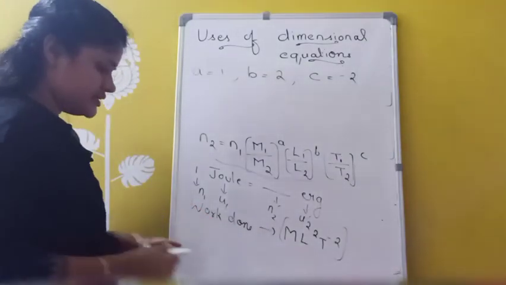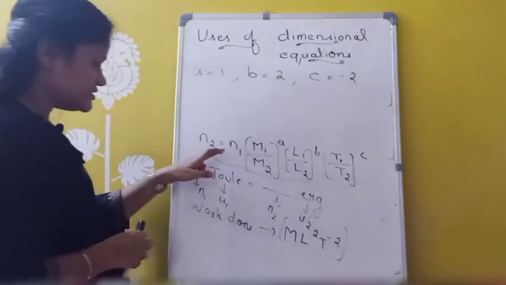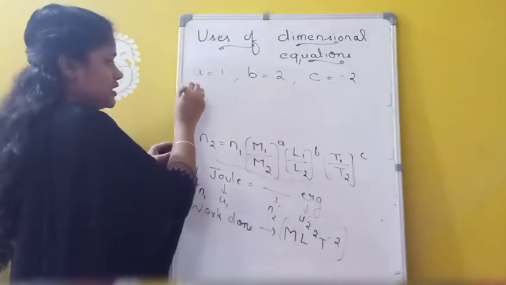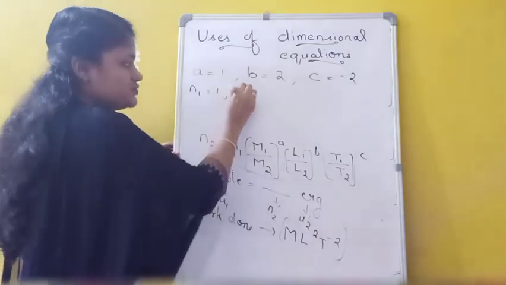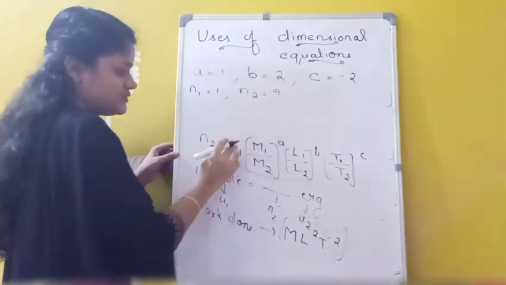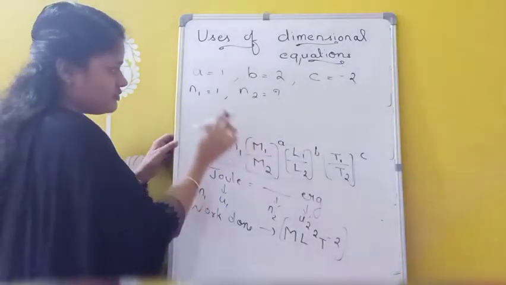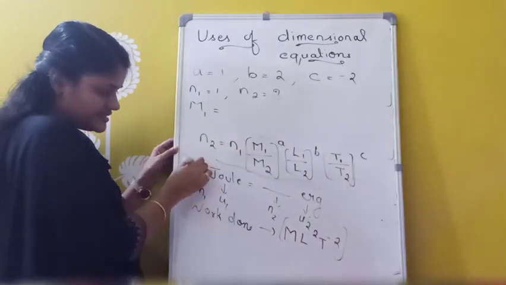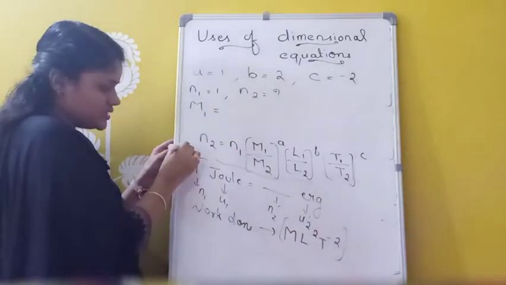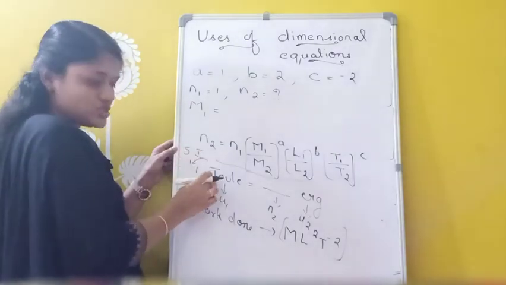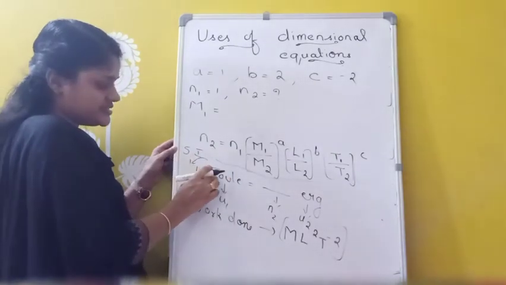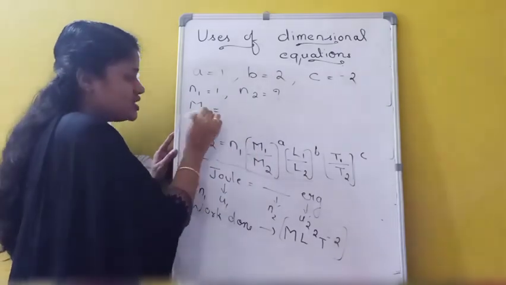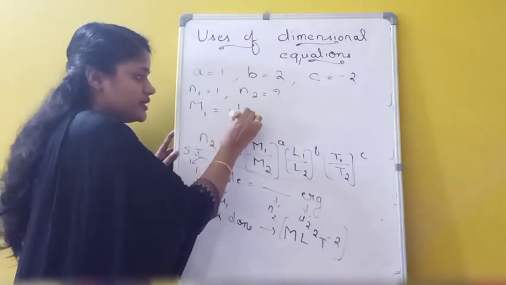Now what is N1 here? I told you, N1 means here 1. So N1 equals 1. N2 we have to find out. So we know the value for N1 now. Now again, what is M1? This is the SI system. Joule is the unit of energy in the SI system. So in the SI system, what is the mass unit? Kilogram. So instead of M1 we can write 1 kilogram.